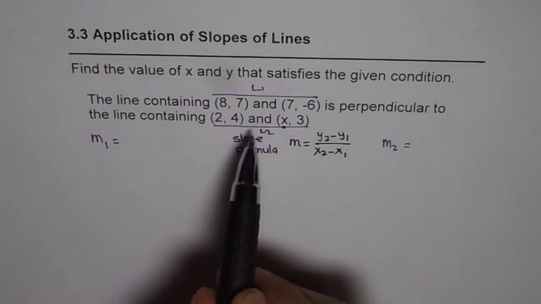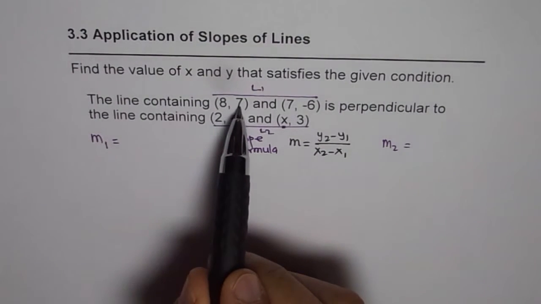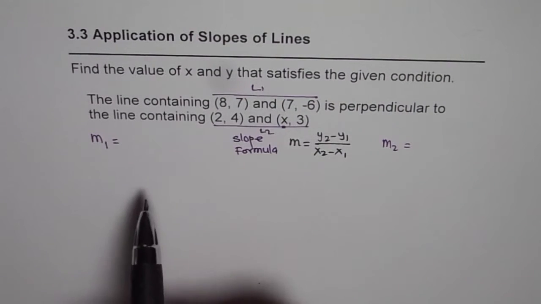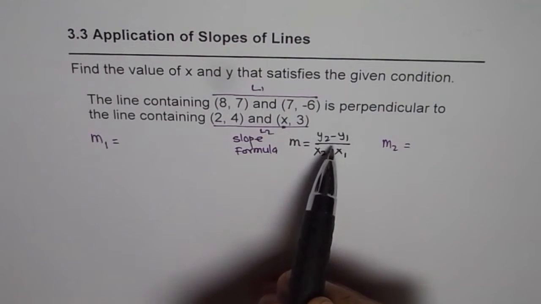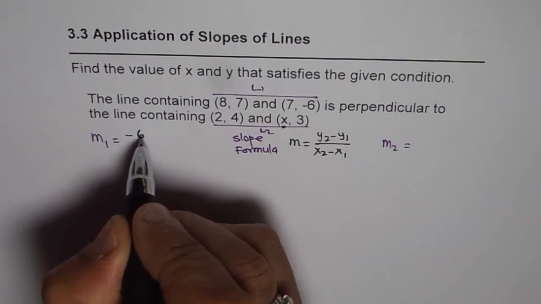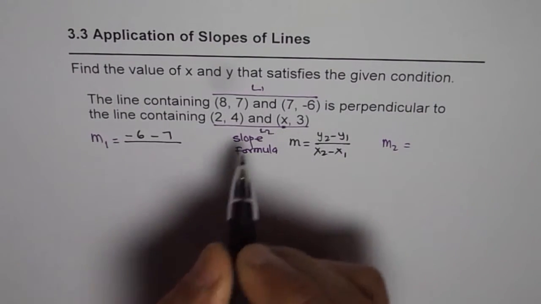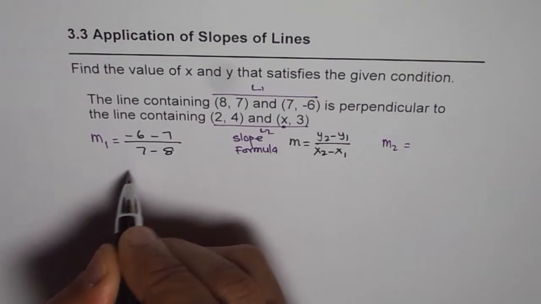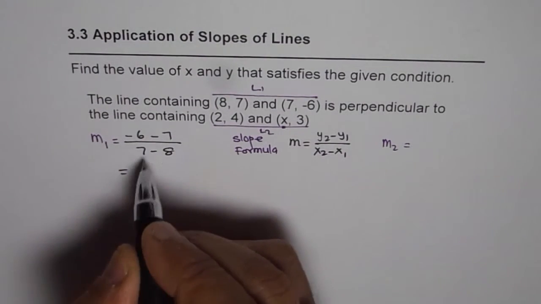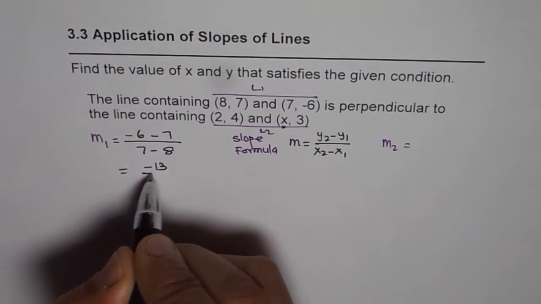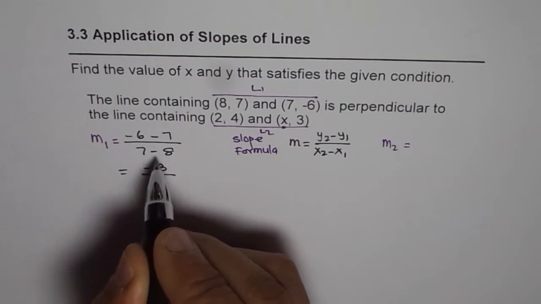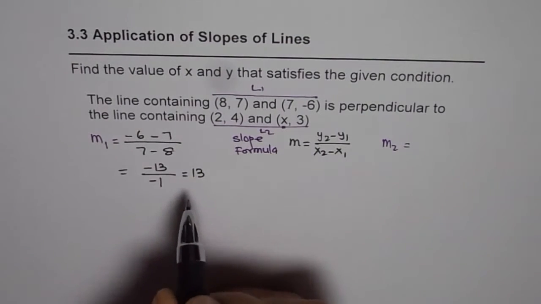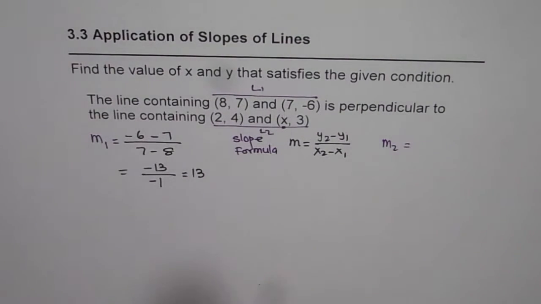What we are given here is that (x1, y1) is (8, 7) and (x2, y2) is (7, -6) for line 1. Applying the slope formula, we get (-6 - 7) divided by (7 - 8). When we simplify this, we get -13 over -1, and that is 13. So 13 is the slope of the first line.